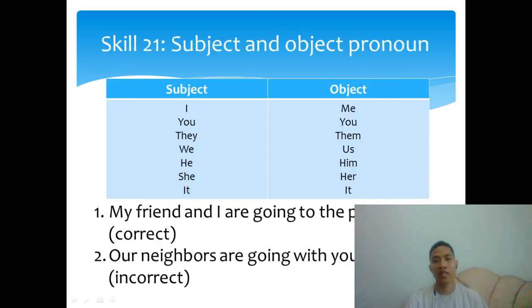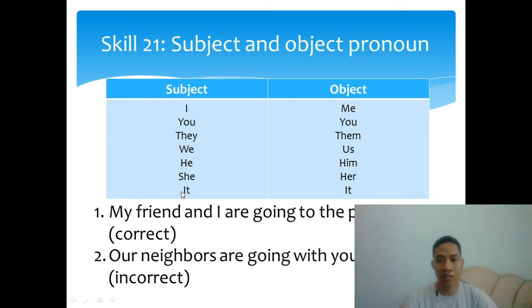Now let's move on to the next skill, which is about subject and object pronouns. I told you at the beginning of my presentation that the form of the pronoun will depend on the position, whether they are acting as subject or they are acting as object. So you look at the left side. Look at the forms: I, you, they, we, he, she, it.